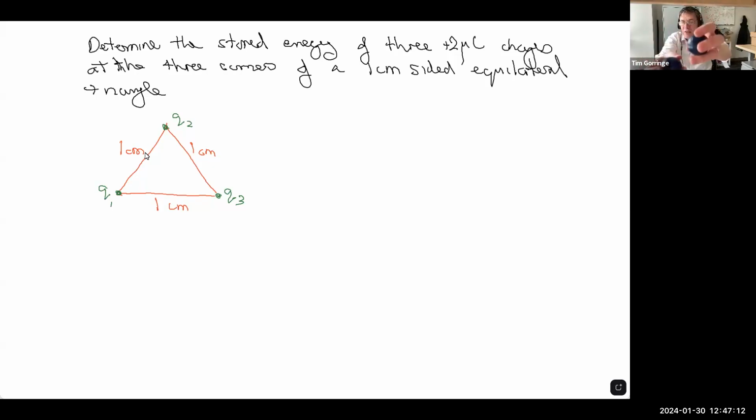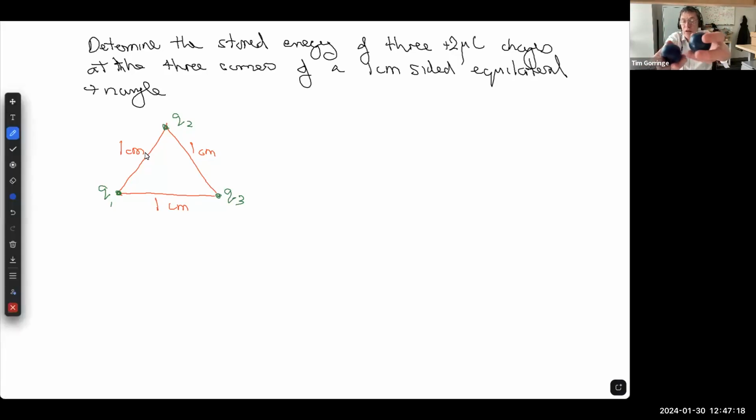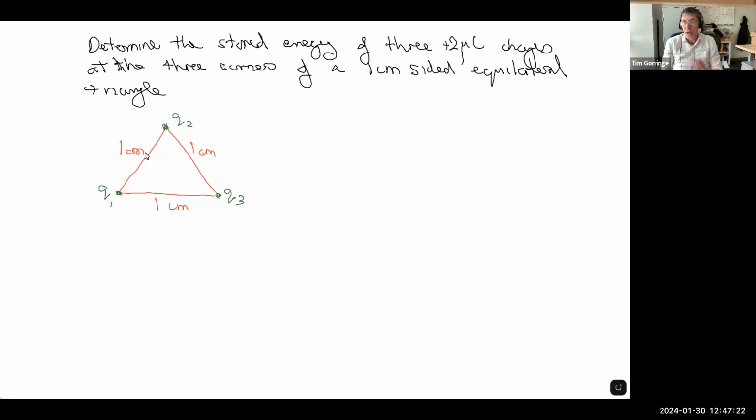It's always K times Q1 times Q2 divided by R. And so that's another way, once you know that a pair of charges stores K, Q1, Q2 over R, of calculating the stored energy. It's a very useful way because you can extend that easily to more than two charges, to 3 charges, to 4 charges, to 5 charges, and so on. Our particular problem here involves 3 charges.